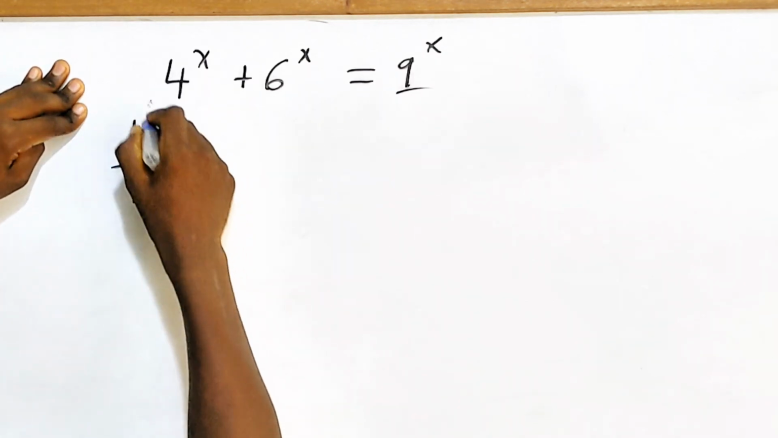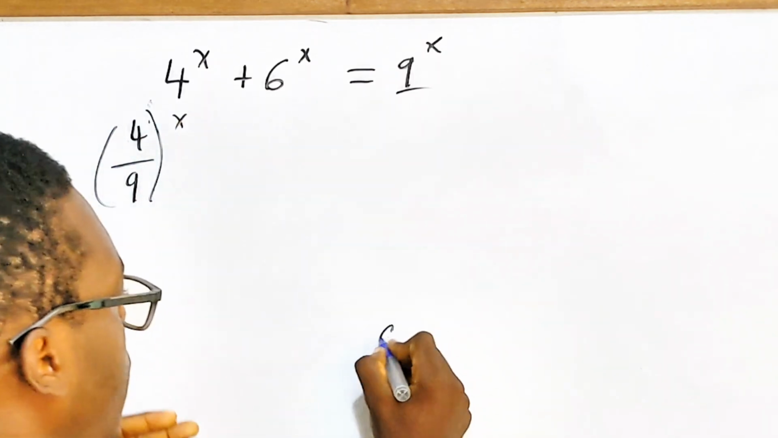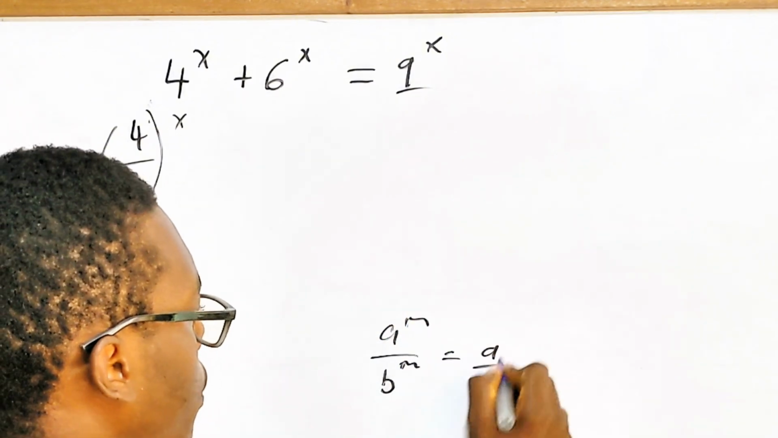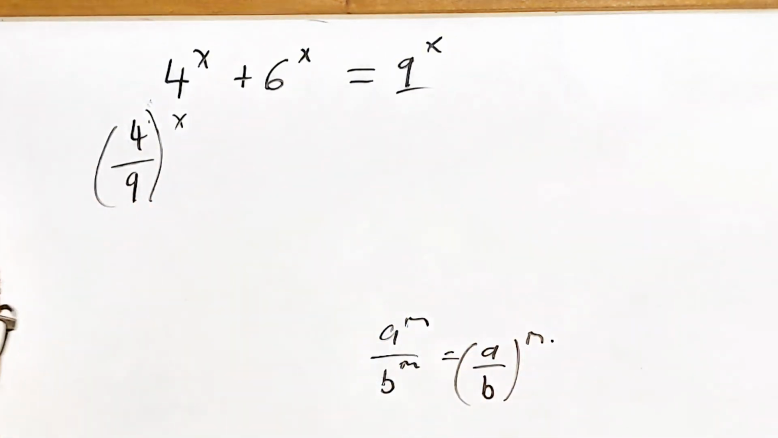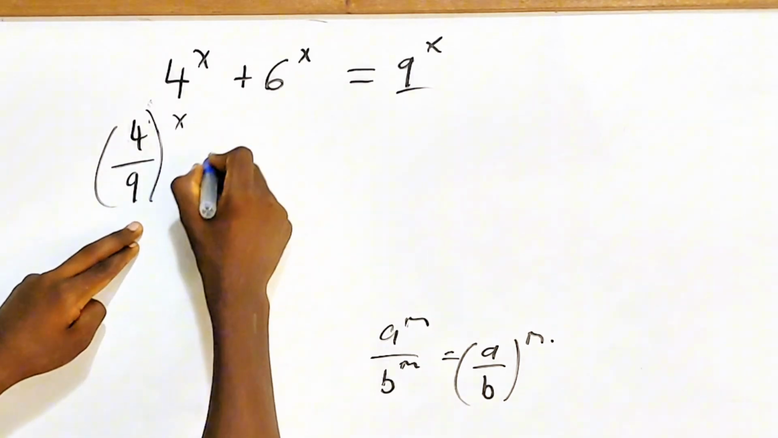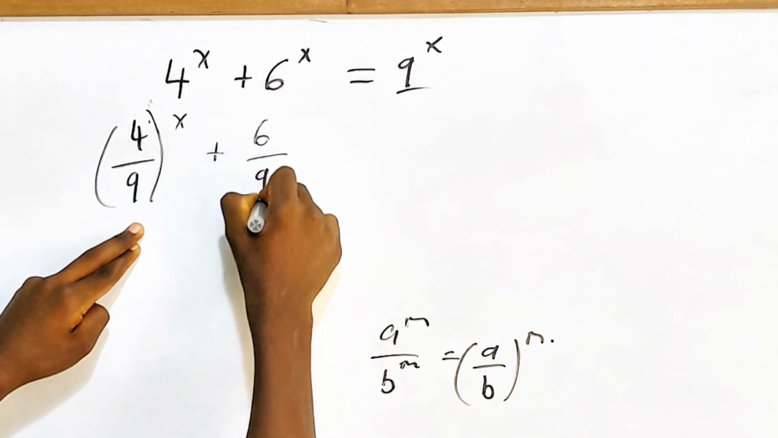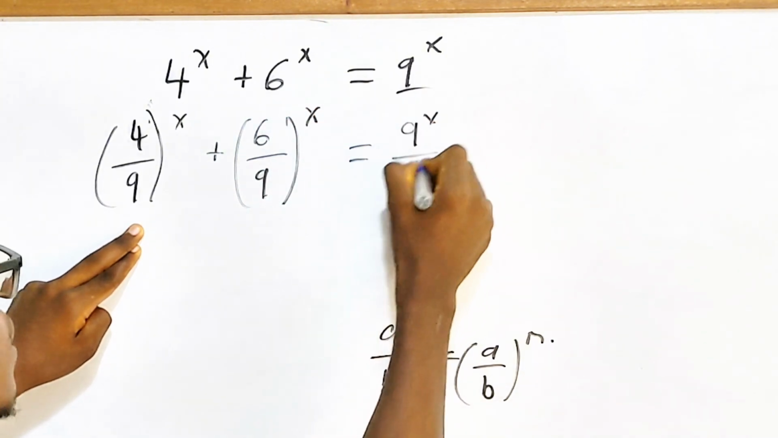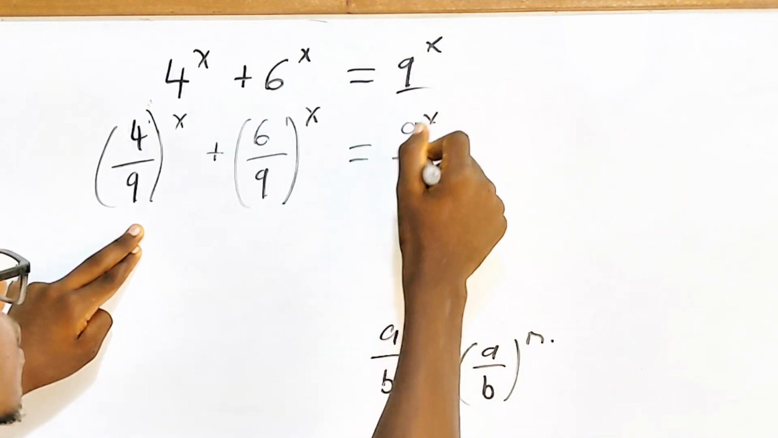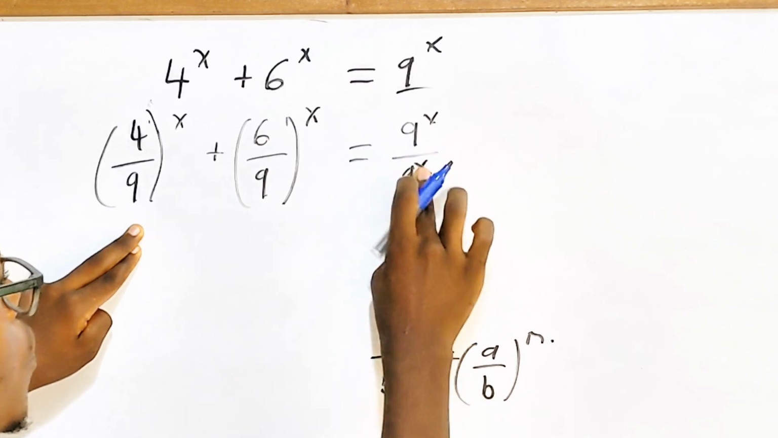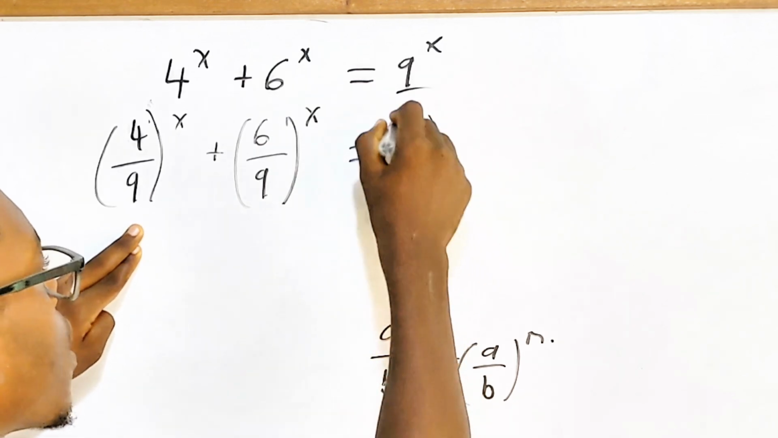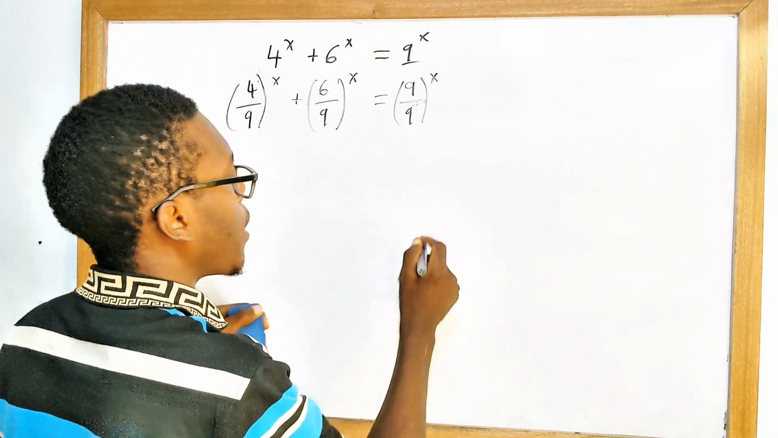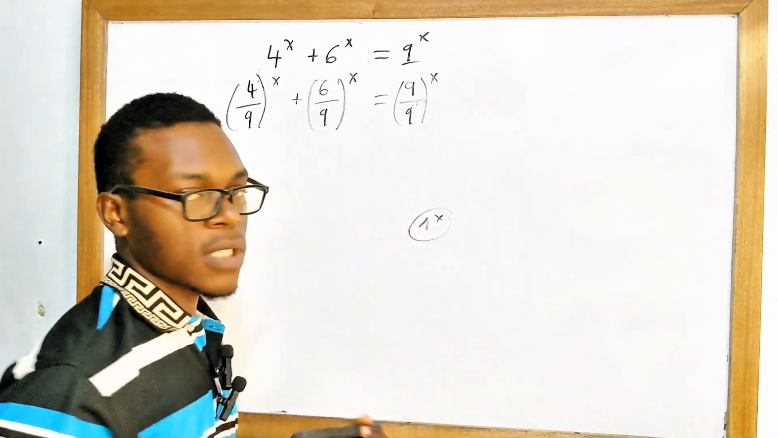You can have 4 all over 9 to the power x, because we have a to the power m over b to the power m equals a over b to the power m. That is algebra. I know you know about it. Hence we have plus 6 all over 9, all that to the power x, equals 9 to the x all over 9 to the x, and this will be like 9 over 9 to the power x.